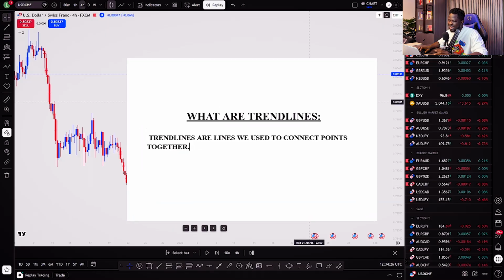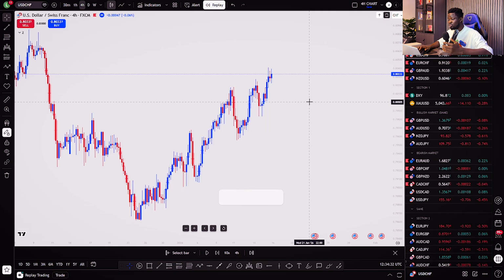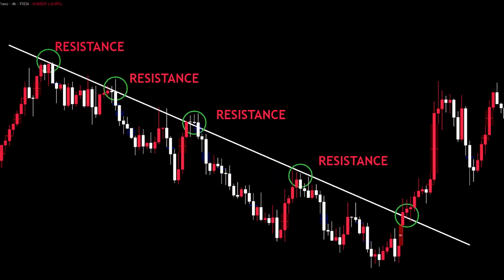What are trend lines? Trend lines are lines we use to connect points together. That is, to connect one swing low to another swing low, or one swing high to another swing high. It also serves as support and resistance. When the price action is trending up, the trend line serves as support, and when the price action is trending down, the trend line serves as resistance in the market.